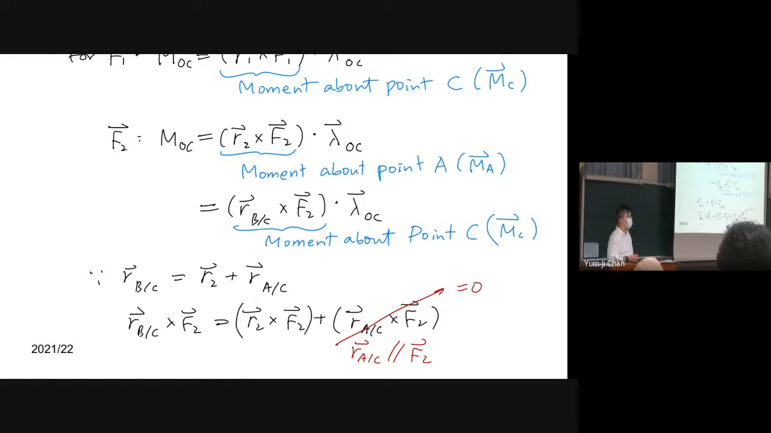Is that okay? Take your time to write it down, and after you have written this down, please go to the previous page, the page before, and I will talk about the lower half of the page.